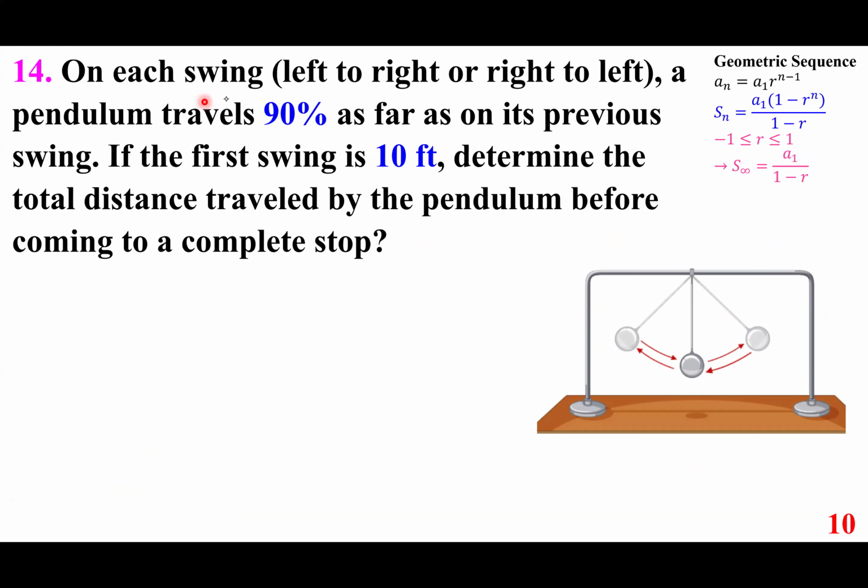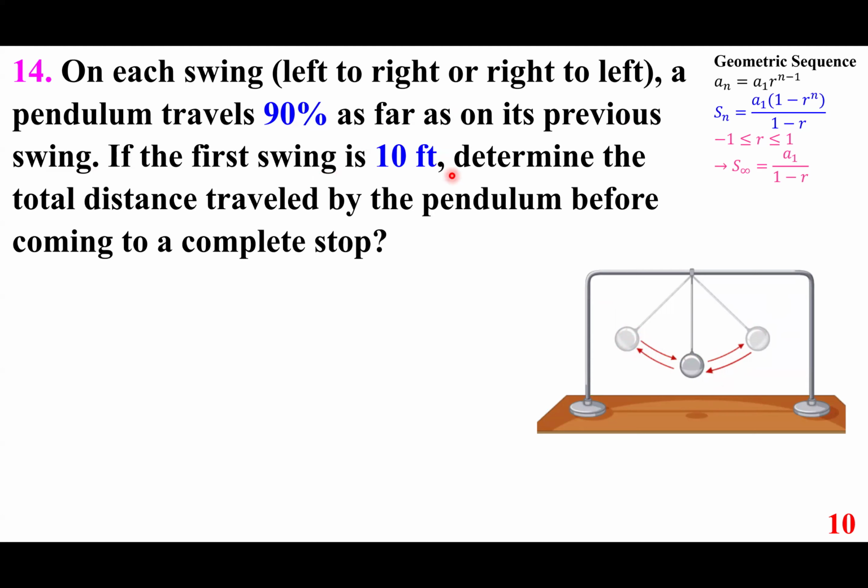Application. On each swing, left to right or right to left, a pendulum travels 90% as far as on its previous swing. If the first swing is 10 feet, so we go from point A to point B and come back. As we move, due to friction, it slows down, but it takes some time. So that's why when it goes and comes back, it loses about 10%. So 90% as far as the previous swing.